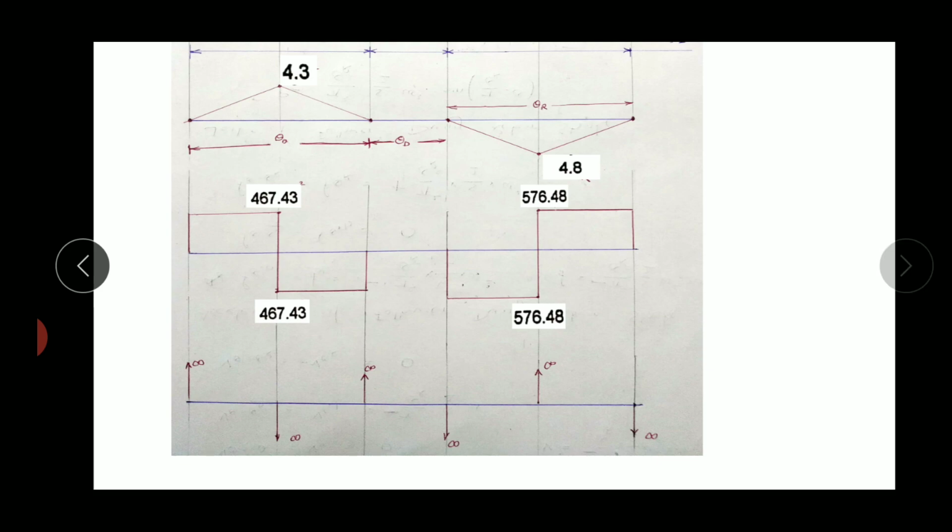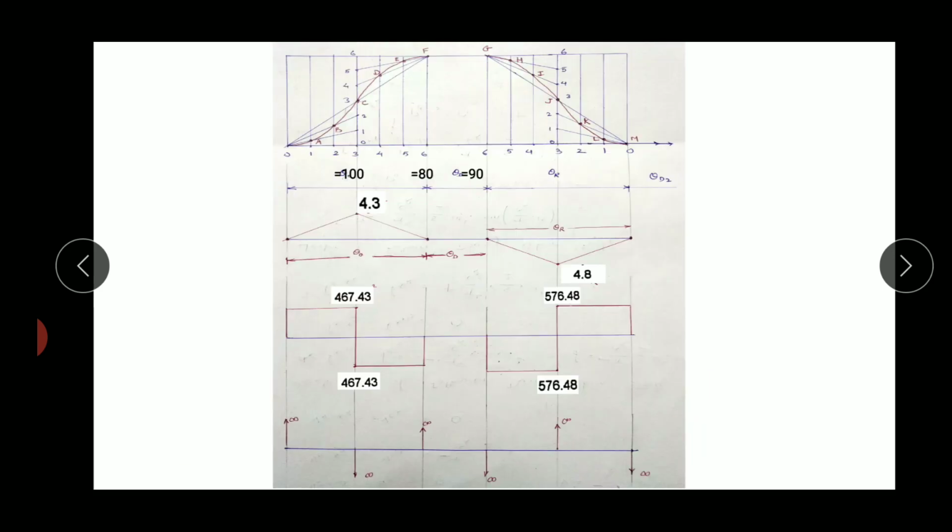moving with uniform acceleration and retardation motion. This is the complete plotting. You can plot it on graph paper, a simple plain paper, or a sheet, that is a half imperial sheet or a quarter imperial sheet. This is called the displacement diagram, this is the velocity diagram, this is the acceleration diagram, and this is the jerk diagram. On the y-axis, here there is displacement, here velocity, here acceleration, and here jerk.